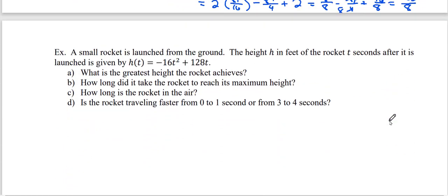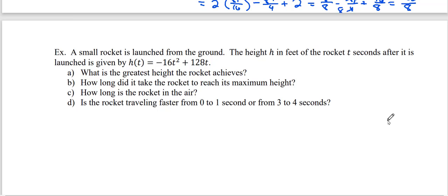Okay, let's look at a couple applications of this. Why would we care about that minimum or maximum value? Here we have a small rocket launched from the ground. The height h in feet of the rocket t seconds after it is launched is given by h of t equals negative 16t squared plus 128t. What is the greatest height the rocket achieves?